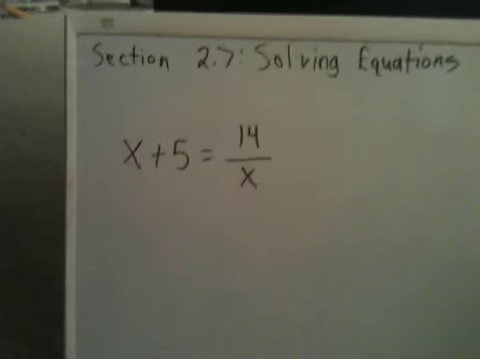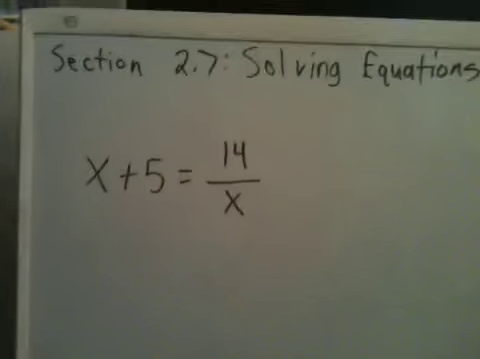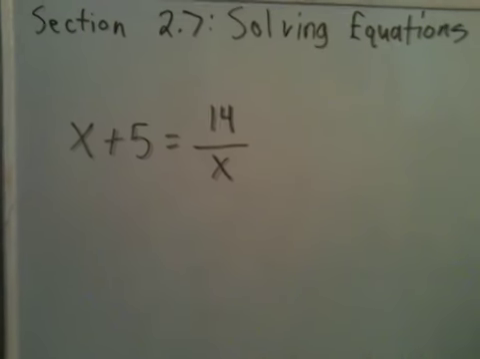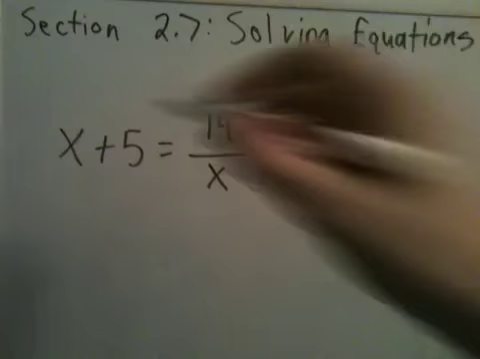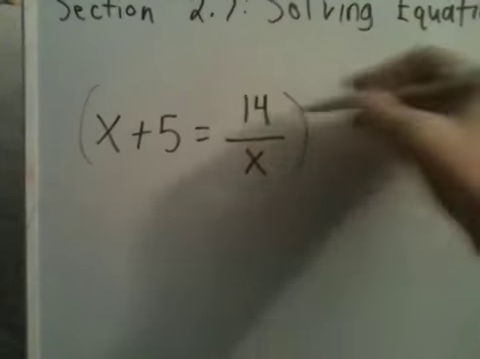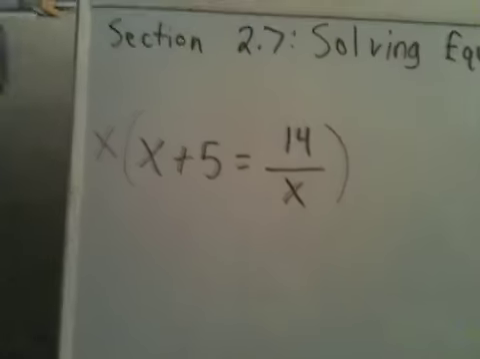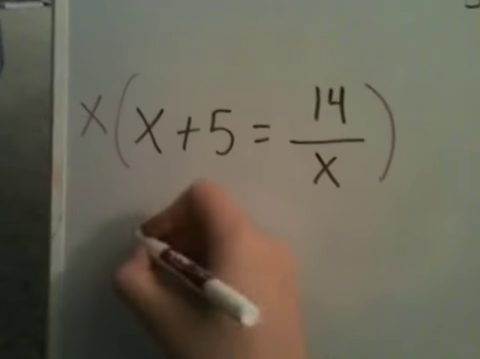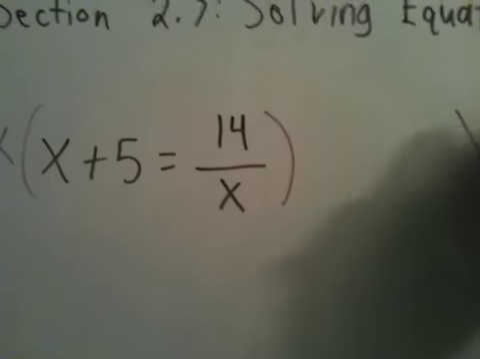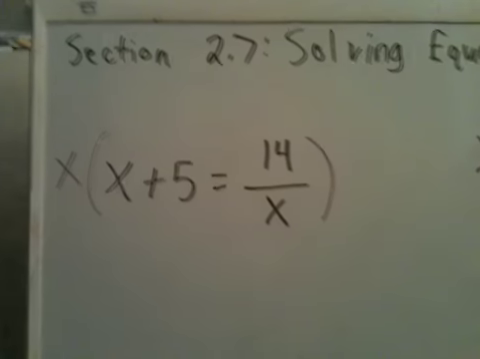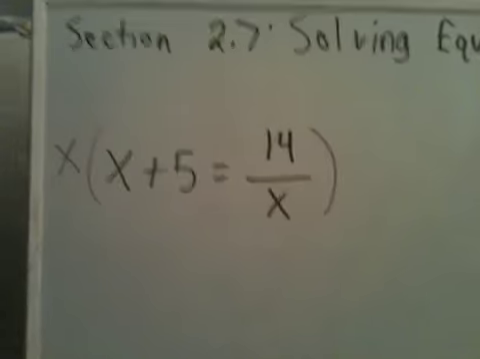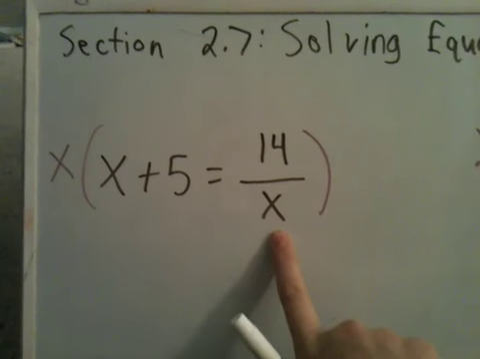x plus 5 equals 14 over x, and my common denominator for this would be x because that's the only denominator I have. So I'm going to take this and multiply the whole thing by an x and distribute it through my equation. Okay, well, x times x gives me x squared. x times 5 gives me 5x. And x times this fraction, the x's will cancel out and I'll just be left with equals 14.